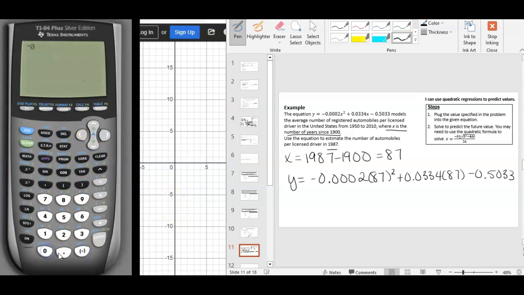So negative 0.0002 times 87 squared plus 0.0334 times 87 and then minus 0.5033. And then when we hit enter, we get 0.8887. Okay, so that means that there was about 0.9 automobiles per driver in 1987, right? A little bit less than one.